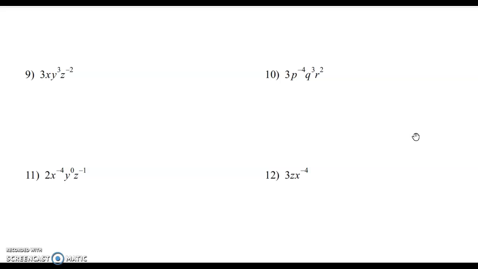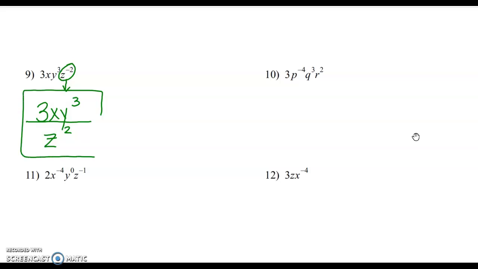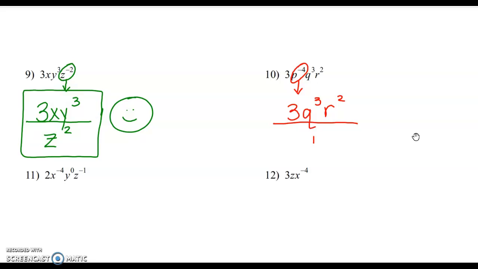So on number 9, I can see my z's have a negative exponent, so they move. So the 3xy cubed gets to stay on top. It becomes z to the positive 2 in the denominator on the bottom. Number 10, I can see the p's have a negative exponent, so they have to move. So it stays 3q cubed r squared on the top. It'd be p to the positive 4 on the bottom in the denominator.